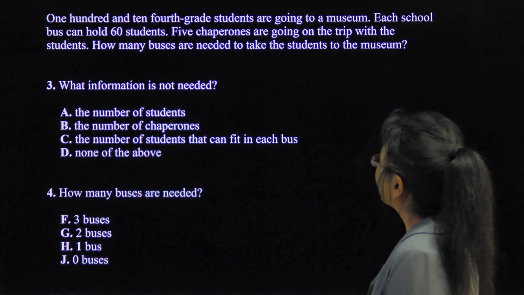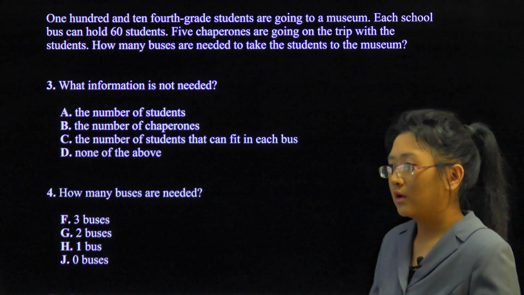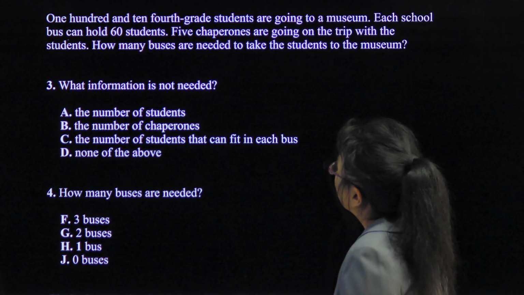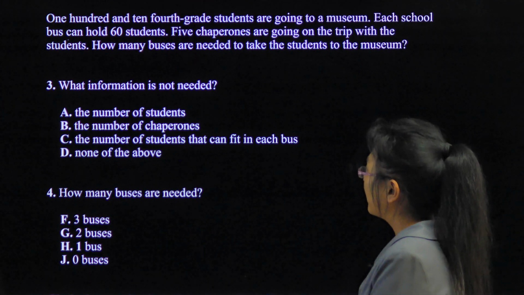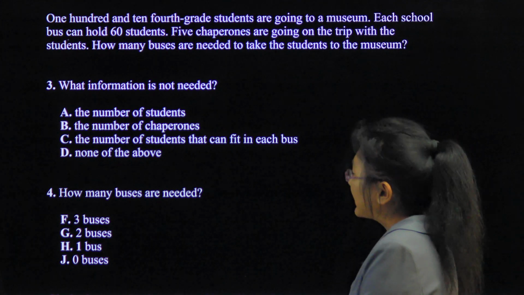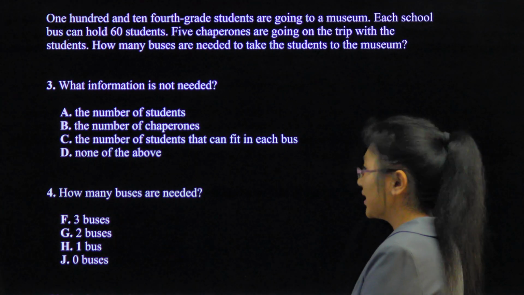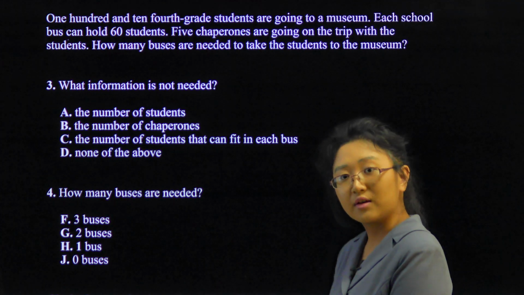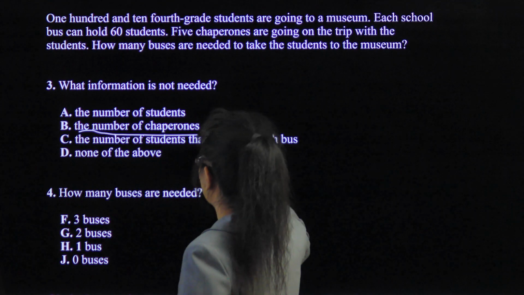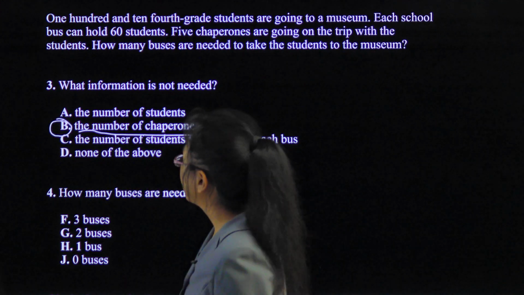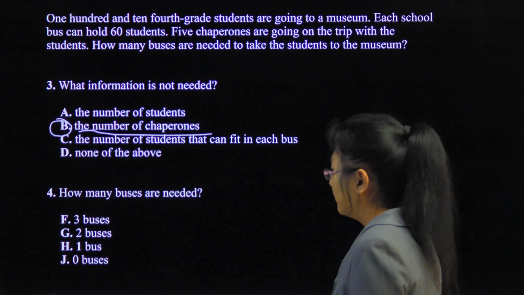Well, yeah, we need that since we need to calculate the student and bus ratio. Technically, the amount of students decides how many buses you have. The number of chaperones, technically that isn't needed, but we'll put it on hold for now. The number of students that can fit in each bus, we definitely need that because that's the capacity. And it's definitely not none of the above because we don't actually need the number of chaperones. The answer is B.